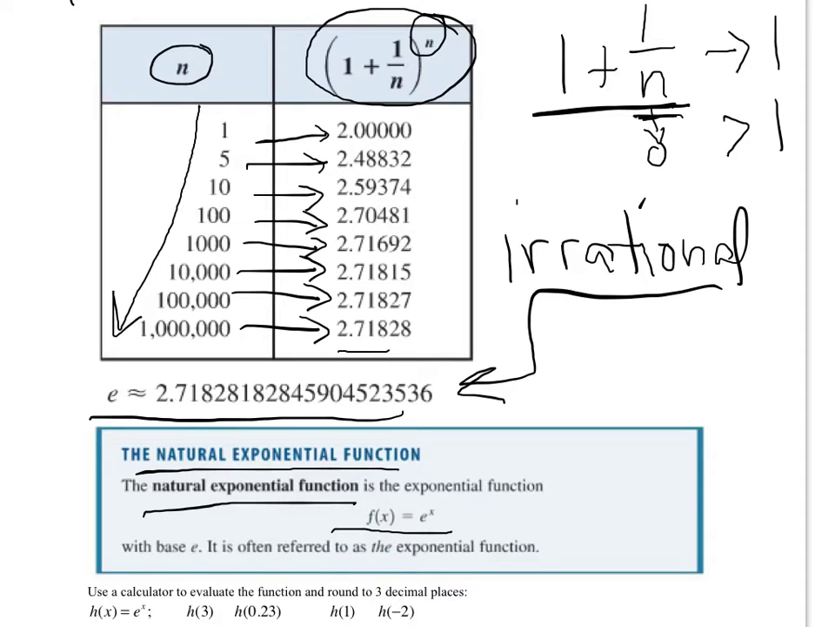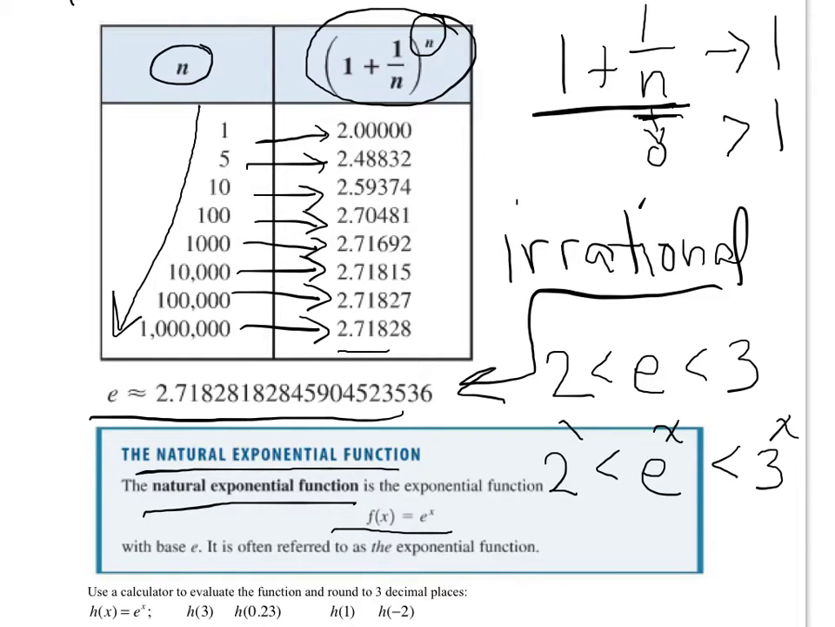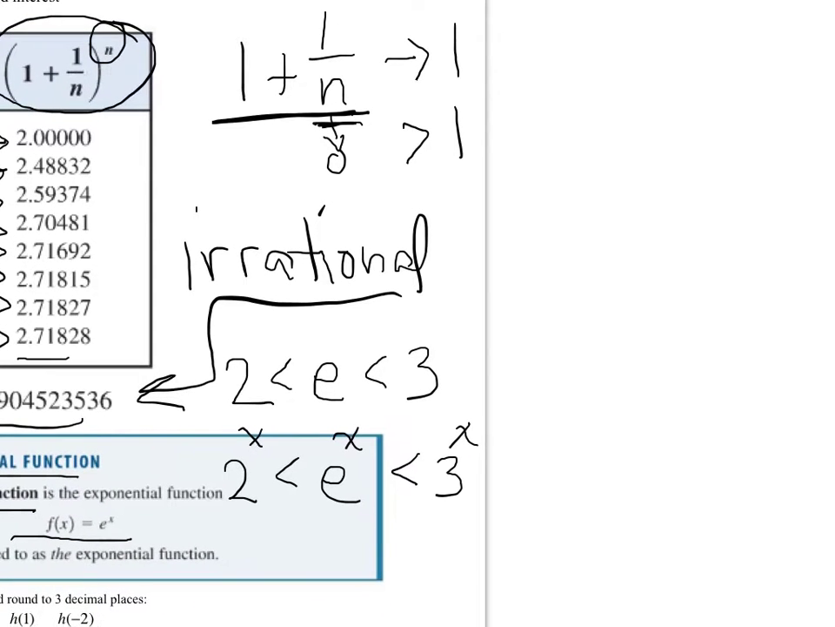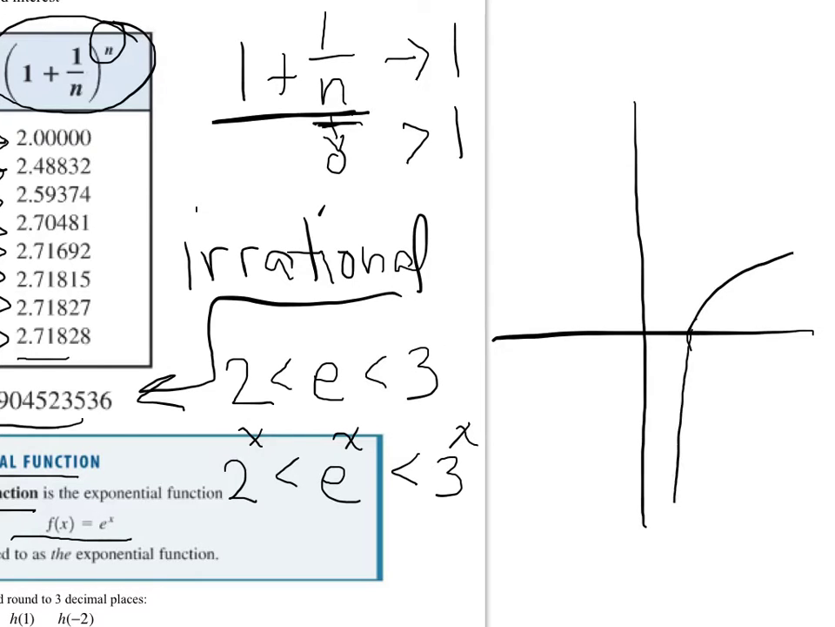So for example, since e is between 2 and 3, we know that e to the x is just some function between 2 to the x and 3 to the x. So if you looked at the graphs of f of x equals 2 to the x and f of x equals 3 to the x, it would look something like this. Of course, we know that we have an exponential function, and so the intercept is the same for both, so 2 to the x would look like that.